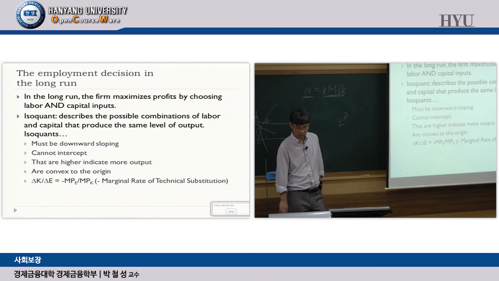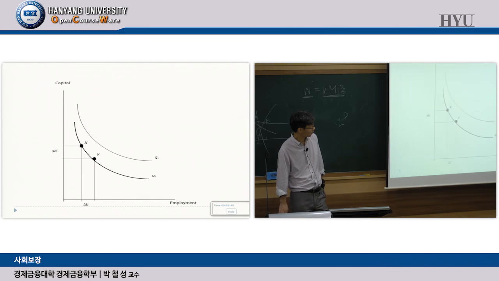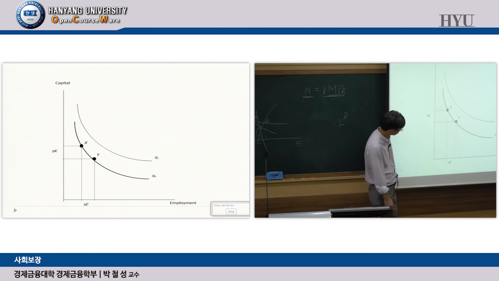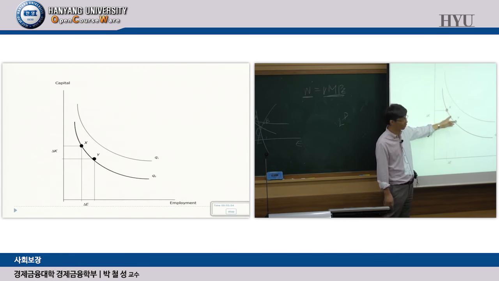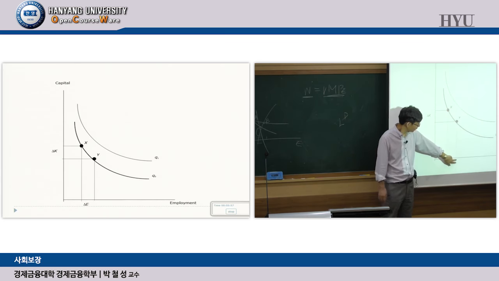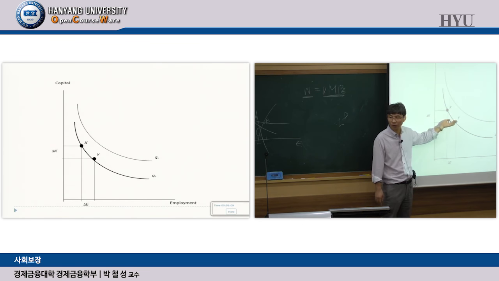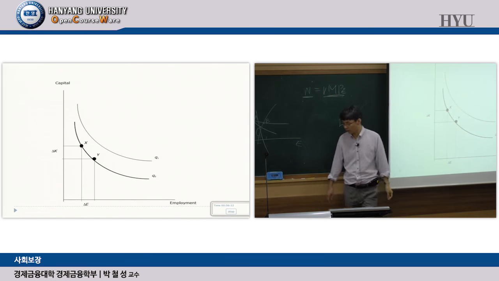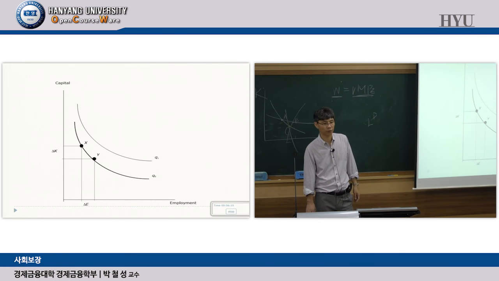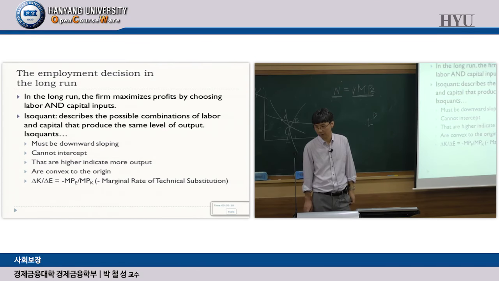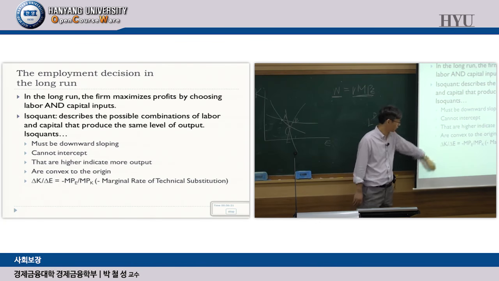And it's convex to the origin because MPL and MPK each are decreasing. And the last one is the slope. We call this slope. So the slope is, let's say, you increase labor input a little bit. To be on the same isoquant curve, you have to decrease capital input. And that ratio is called the marginal rate of technical substitution. So it's MRTS, marginal rate of technical substitution.